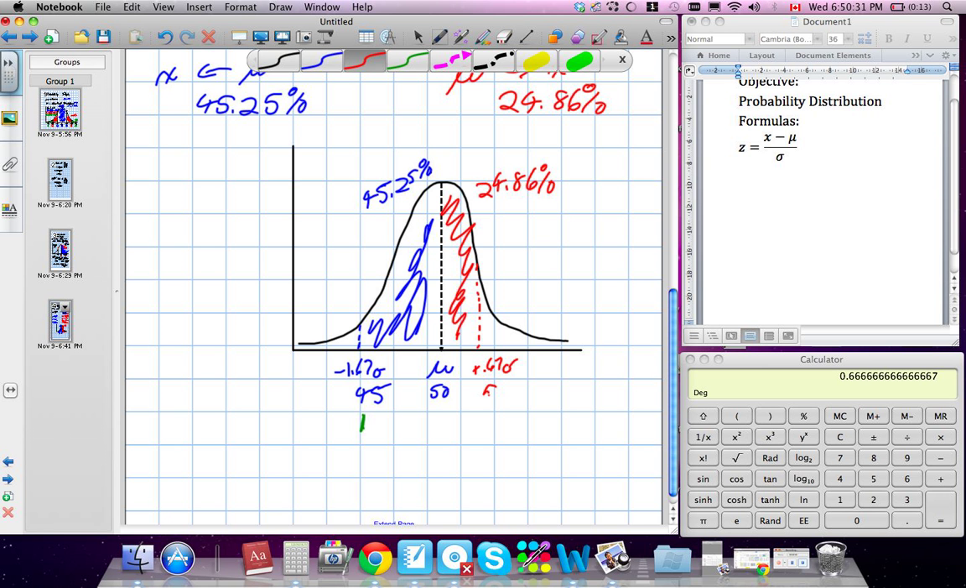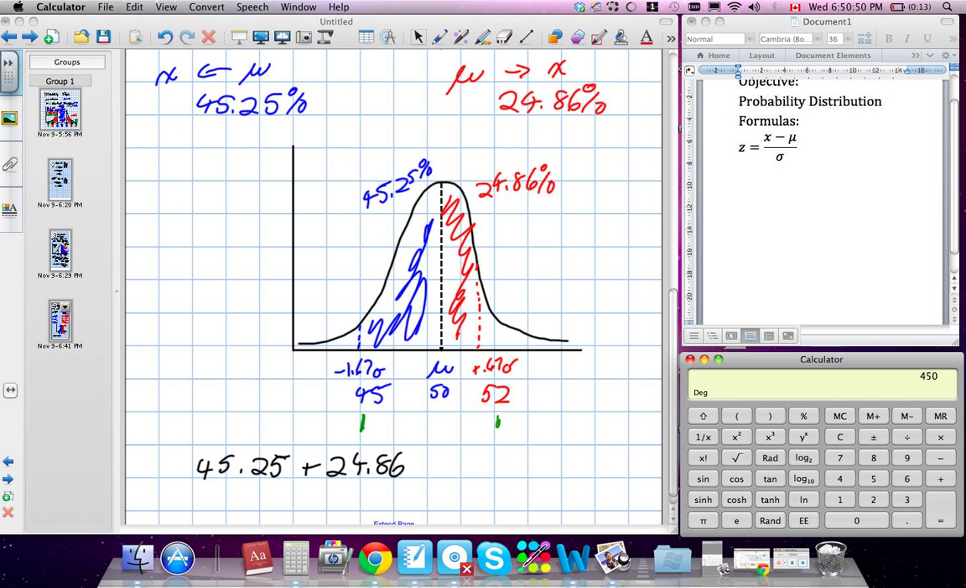The information was telling us that negative 1.67 standard deviations from the mean of the number 50. That was the number when we start with 45. So that's the number 45. Our z-score table told us that this was 45.25% of people. Okay, that's from the middle to there.